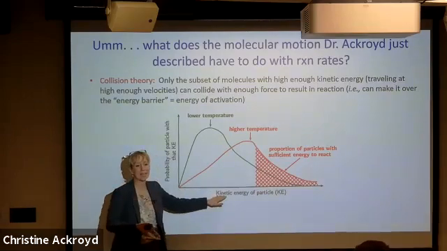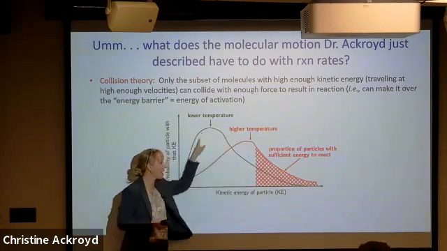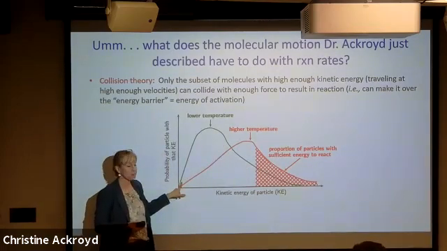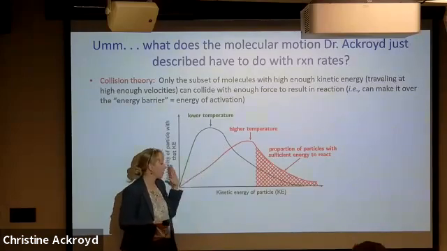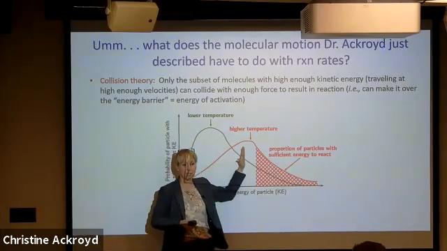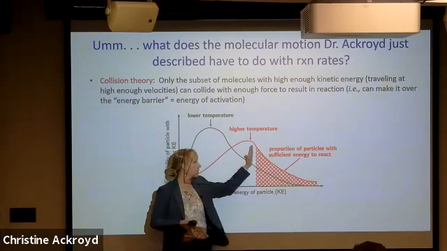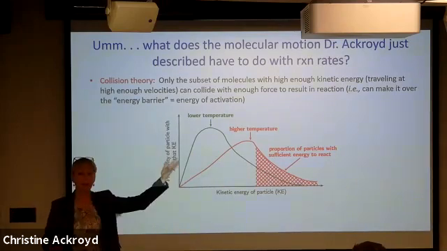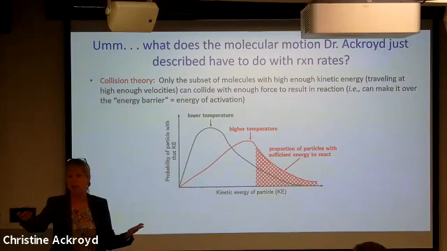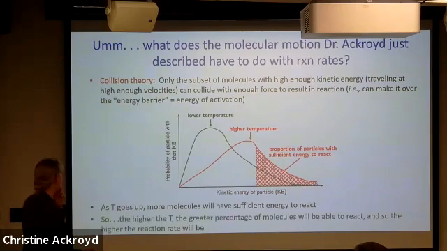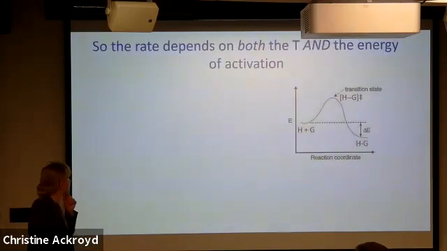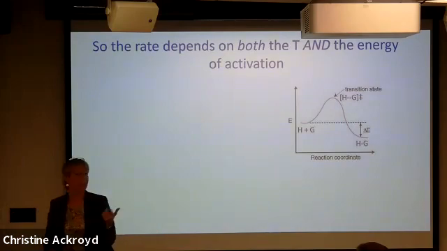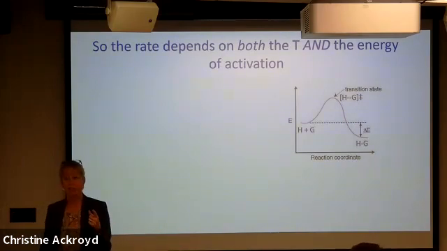So we're tracking the kinetic energy of each particle. The velocities are a distribution, right? If you raise the temperature, you increase the range of kinetic energies, and you increase how high the kinetic energy is. So only a portion is going to be able to make it over that energy of activation barrier. But if you raise the temperature, what happens to the fraction that has enough energy? Okay. So what we know is rate depends on the energy of activation and on the temperature, right?